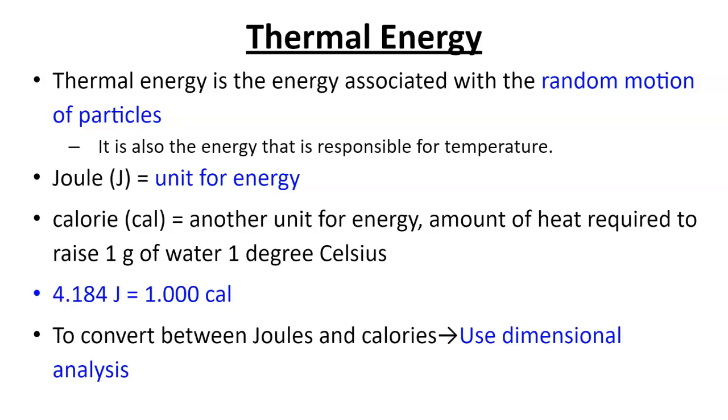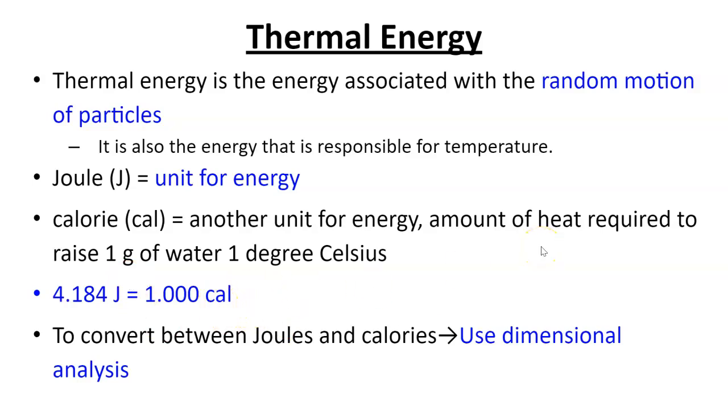We're going to have a couple new units. The first is a joule, which is a unit of energy, and the second is a calorie, which is another unit for energy. And a calorie can be related to a joule: 4.184 joules are equal to a calorie. Note that a little c calorie here is bigger than a big C Calorie, like on your food. A big C Calorie on your food is actually a kilocalorie, or 1,000 of these little c calories.